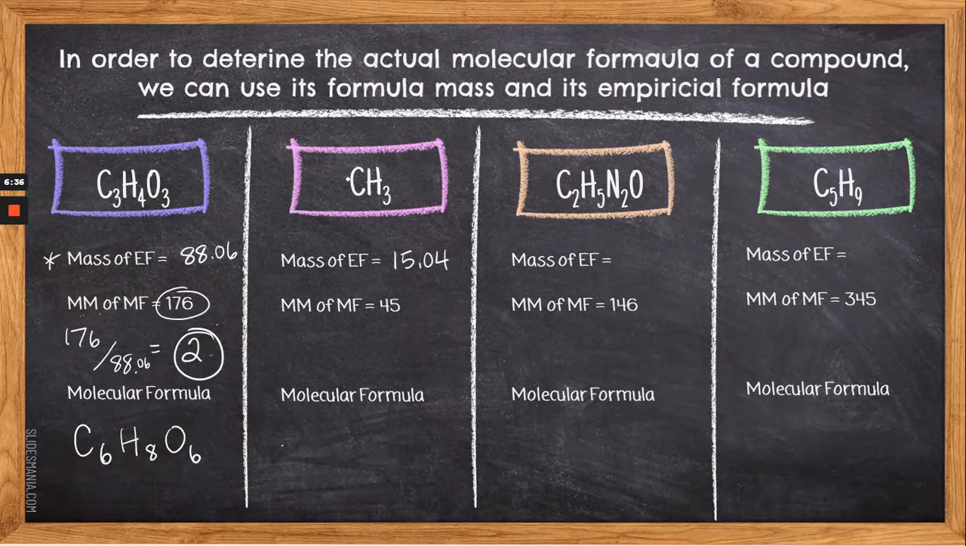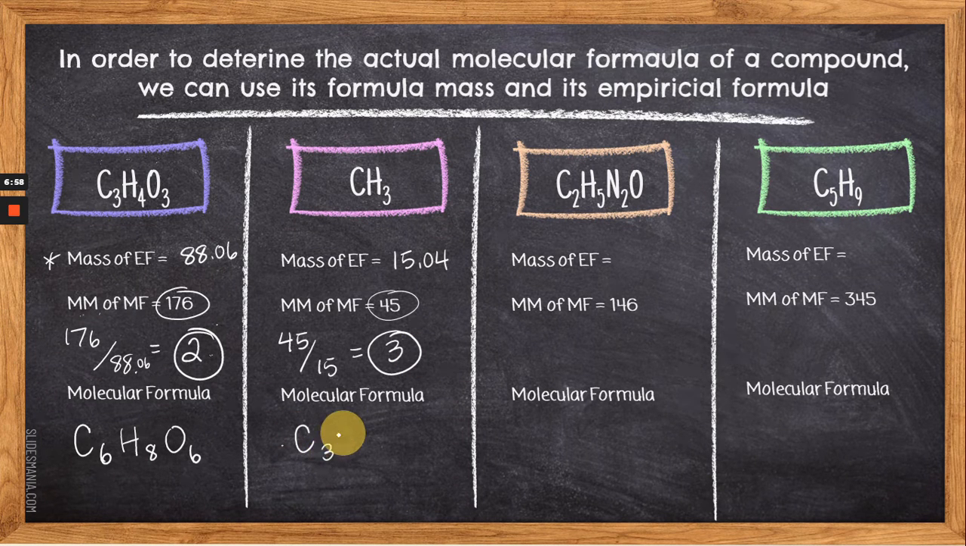So I add up the CH3 and I get 15. They've told me that the molecular formula weighs 45. So again, I put the big one on top so that I get a whole number. And this turns out to be 3. So that is my multiplier. I need to make this empirical formula 3 times bigger. So this becomes C3 and then H9.